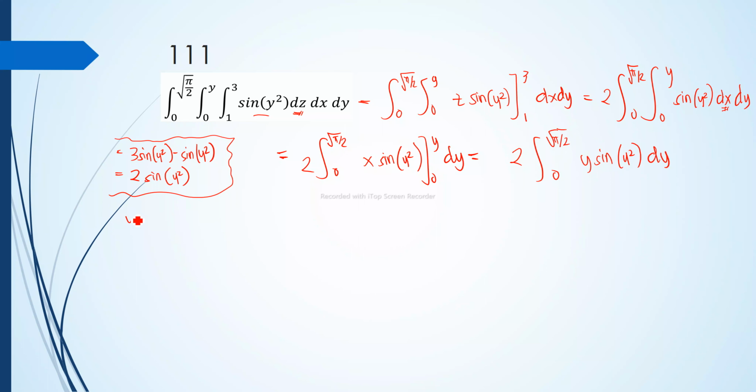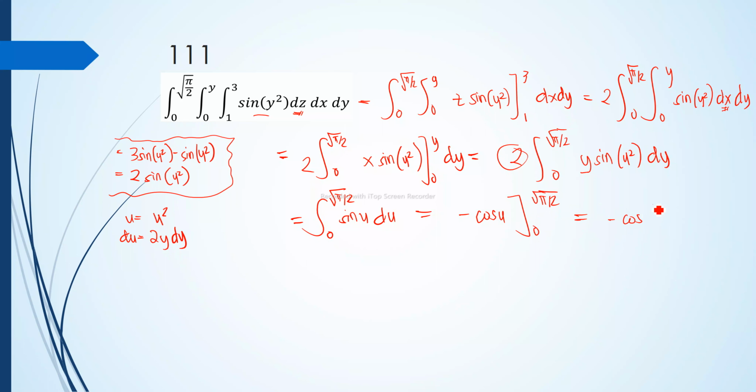Now, if you look closely at the equation, if we let u be y squared, then du becomes 2y dy. So we have a 2y dy here, that becomes integral of sine u du from 0 to pi over 2. And then the integral of sine u is simply negative cosine u evaluated from 0 to pi over 2. We just resubstitute back the value of u, that is negative cosine y squared evaluated from 0 to square root of pi over 2.